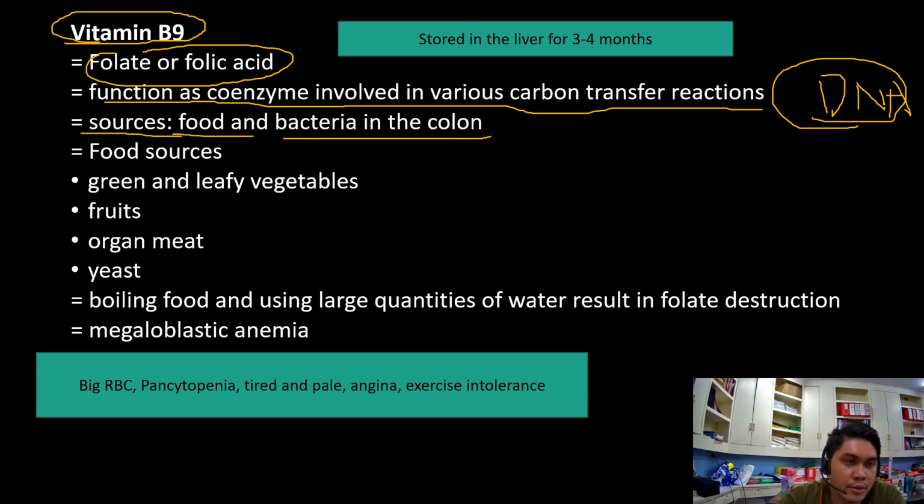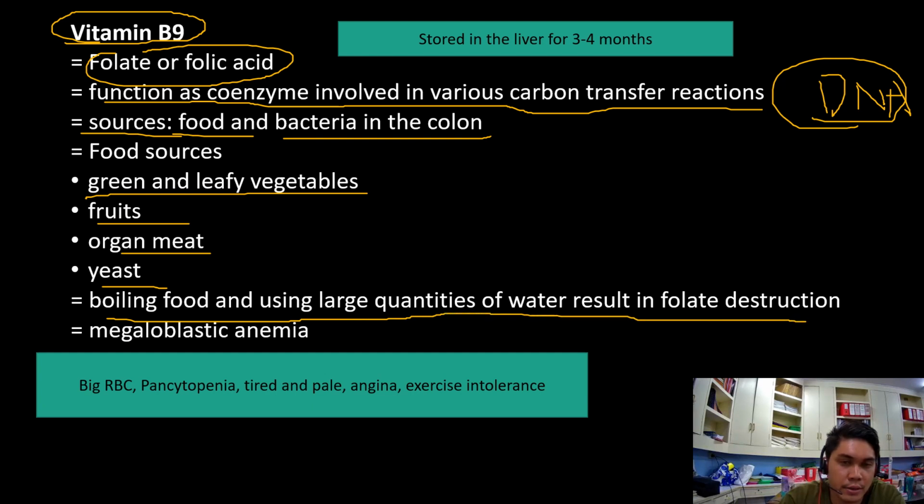Food sources include green and leafy vegetables, fruits, organ meat, and yeast, but boiling food and using large quantities of water result in folate destruction. Another thing about B9, it's stored in the liver for 3 to 4 months. So it's one of the water-soluble vitamins stored in the liver. For water-soluble vitamins stored in the liver, you have B9 and B12. Other water-soluble vitamins are not stored in the liver.